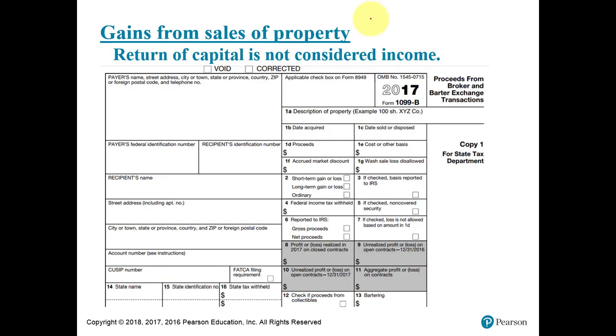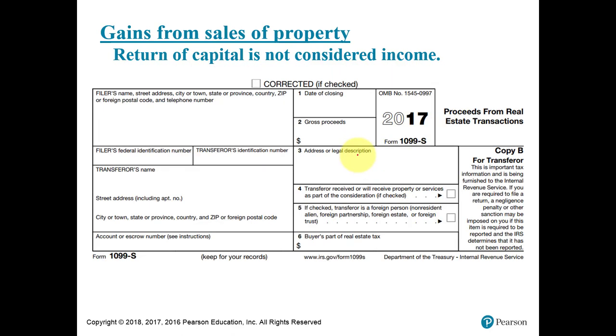Gains on the sale of property. So if you have an investment with a broker, the broker is going to issue out a Form 1099-B showing you when you bought the item, when you sold it, how much you got, how much you paid for it. The difference between these two amounts is the gain or loss, whether it's short-term or long-term and other factors here. Another form used to report big sales in real estate is a 1099-S. Basically just the proceeds, the sales price, yeah? None of the cost is here.